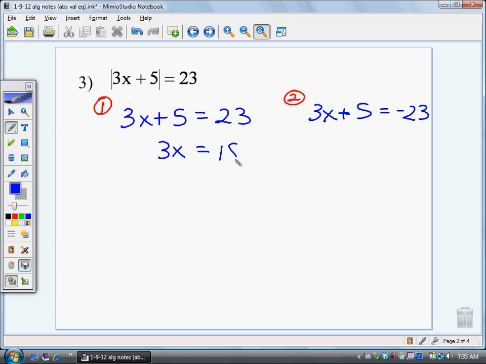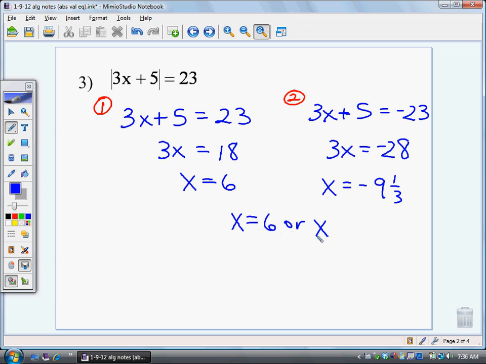When you subtract 5, you get that 3x is equal to 18. Divide by 3, you get that x is 6. On the second one, when you subtract 5, you're going to get that 3x is equal to negative 28. And when you divide by 3, you're going to get that x is equal to negative 9 1/3. And so you get x is equal to 6, or x is equal to negative 9 1/3. And that's correct.